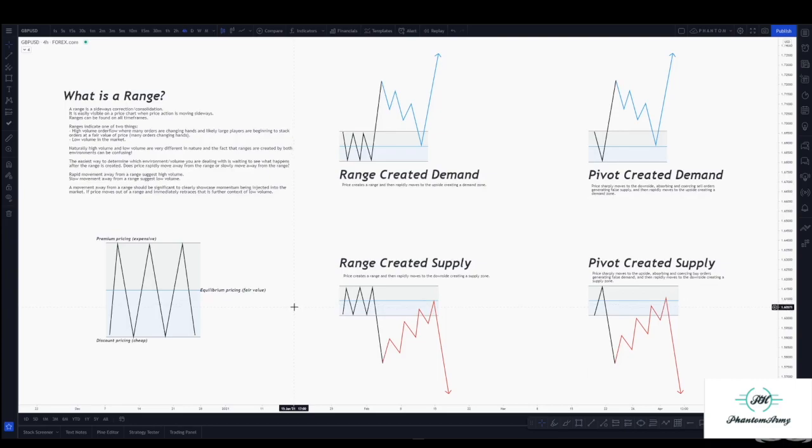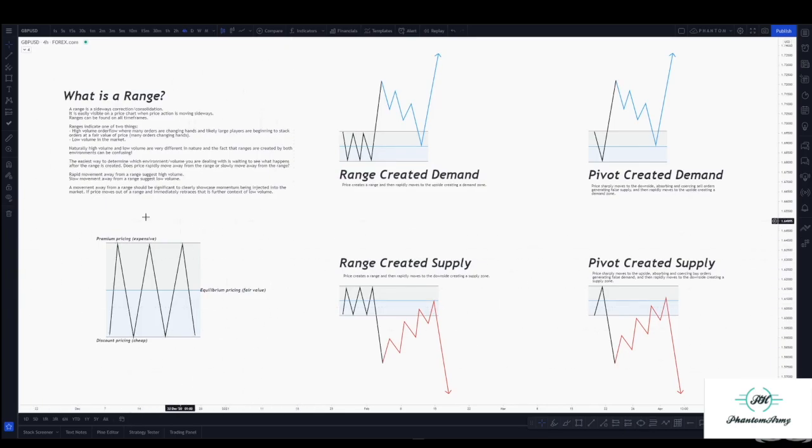If price moves out of that range and then immediately retraces, that's a further context of low volume. It might initially look like you have the willingness or an expansion out of that range, but if you don't see a whole lot of follow through and it just quickly comes back, generally speaking, that's a smaller injection of volatility, and not enough commitment to derive a supply or demand zone being created at that particular price point.